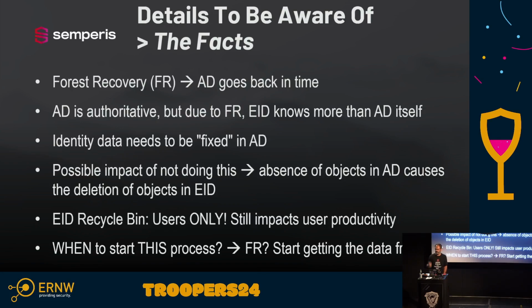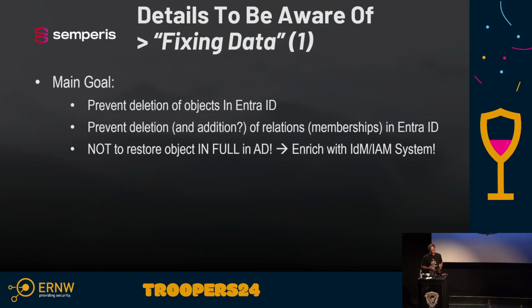If you have made the decision, I'm going to perform a forced recovery, start with this process immediately in parallel, so that you can get the data from Entra, populate the database, and get ready to actually start doing the work as soon as your AD is back up and running again. Main goal, prevent deletion. And as I mentioned before, it's not the goal to fully restore the object. Why? Although from a synchronized object perspective, Entra knows more than AD itself, it does not have all the data. And it does not have all the objects that were in AD, because objects might not be synced to Entra.